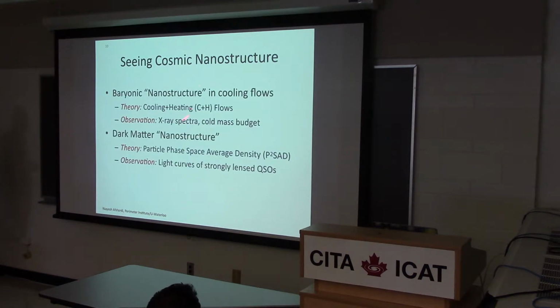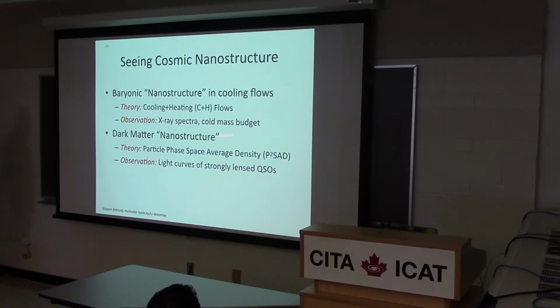So with that introduction, here's what I'm going to talk about: two types of nanostructures. There's one in baryons that forms in cooling flows. The reason I call this nanostructure is I wanted to have one title for the whole talk, but I don't really have a good justification to call it that. It's just cold gas forming cold stuff. In principle, you make small molecular clouds out of this and form stars eventually.